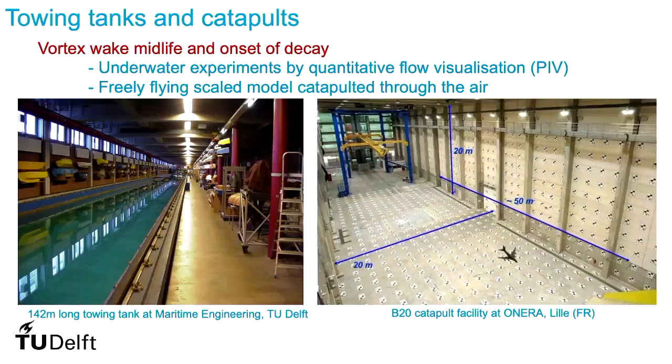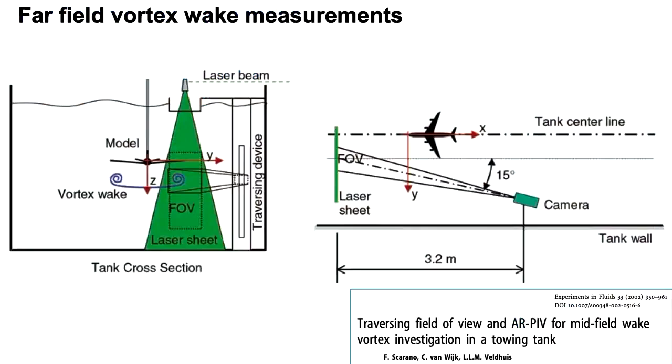So this is a towing tank, a small one in Delft, but then the experiments were repeated in another larger towing tank in Rome with a half a kilometer length. And this was a pilot experiment. Also, our other colleagues tried with the catapult system. So the aircraft was actually thrown in the air and crossing a region with PIV particles and with lasers. But I will only report about this.